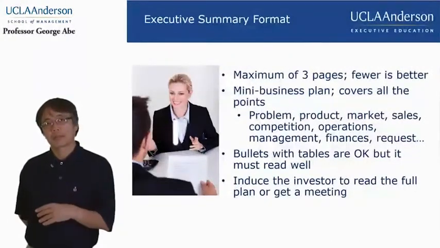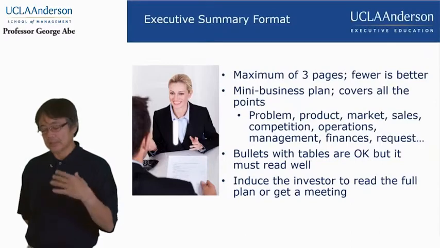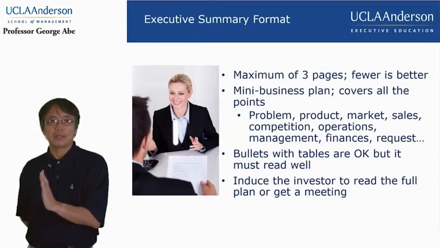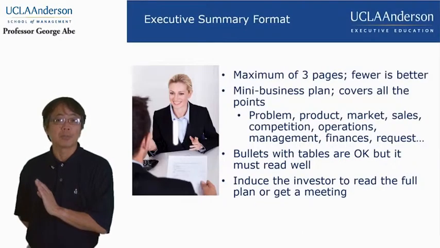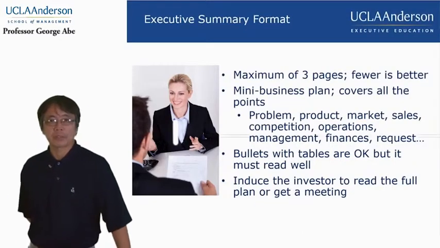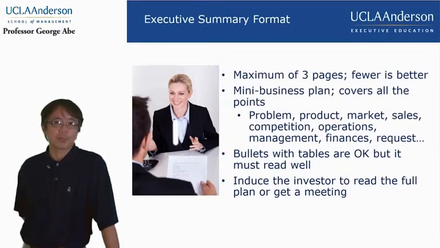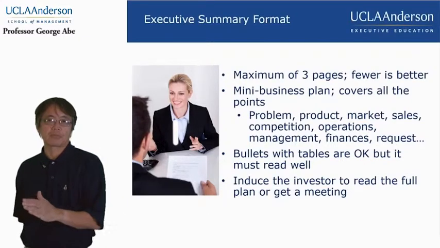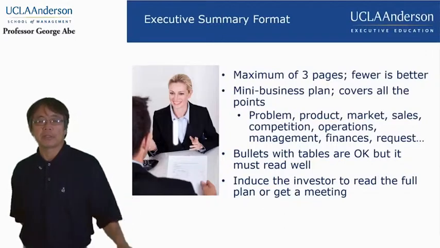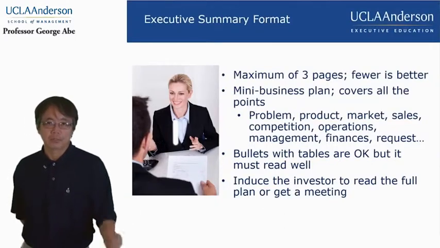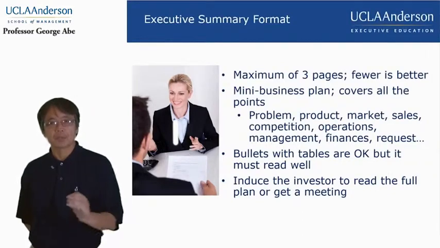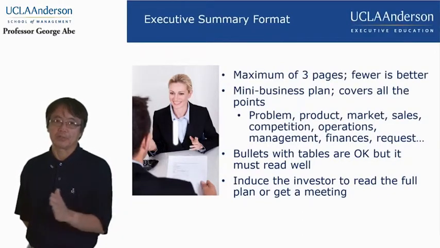Now, beyond the elevator pitch, you have a written document called an executive summary. It's a maximum of 3 pages, preferably 2 pages, and it's, if you will, a mini business plan. It covers all the topics we talked about previously in the business plan video. What's the problem? What's the product, market, etc. Bullets are fine, but it has to read like a story.